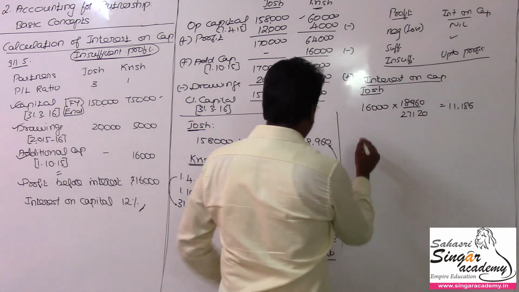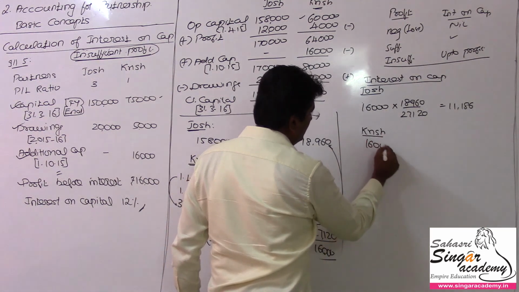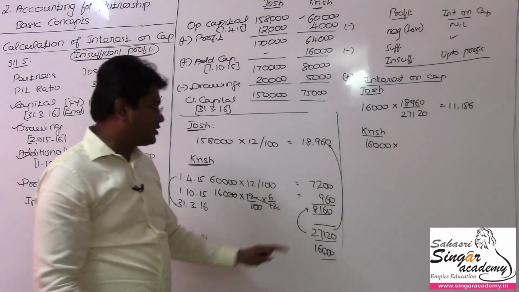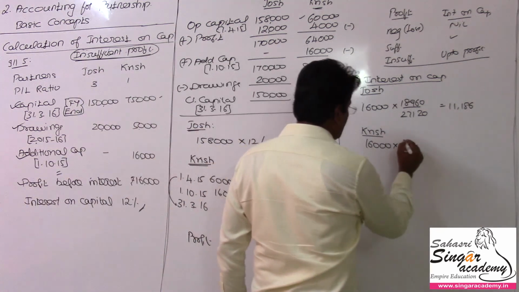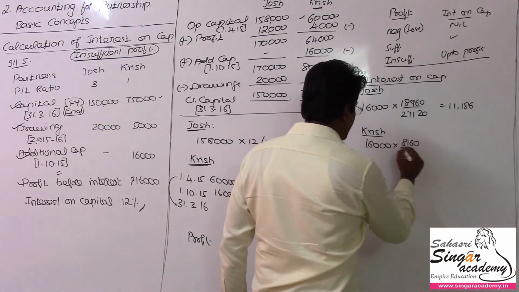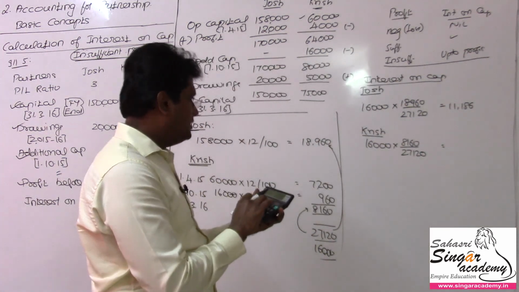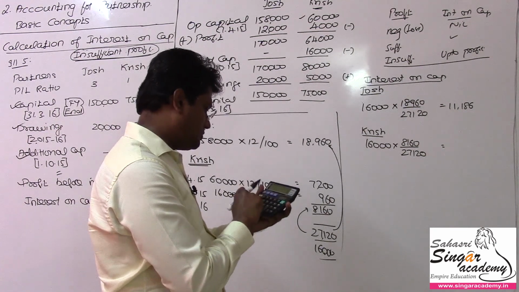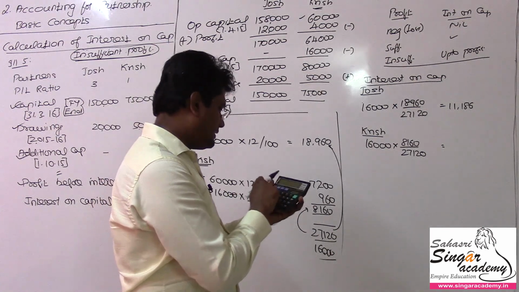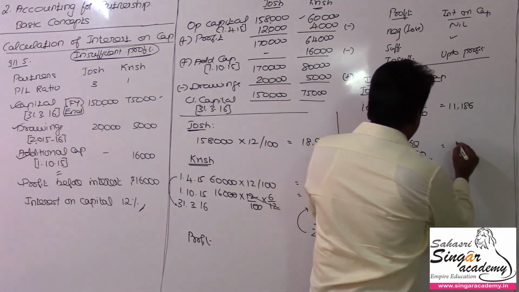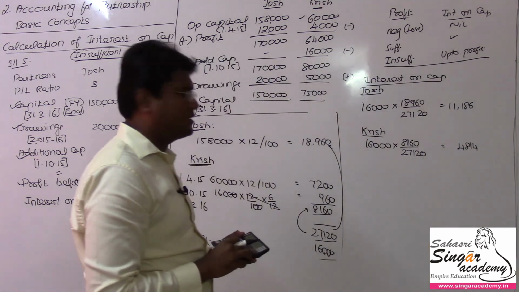11,186. And in the case of Krish, we have only 16,000. Out of this, for overall interest payment of 27,120, his share is 8,160 to that extent. So 8,160 divided by 27,120, the final answer is, so 16,000 into 8,160 divided by 27,120. The value will be 4,814. So if you sum that, this will be equivalent to 16,000.